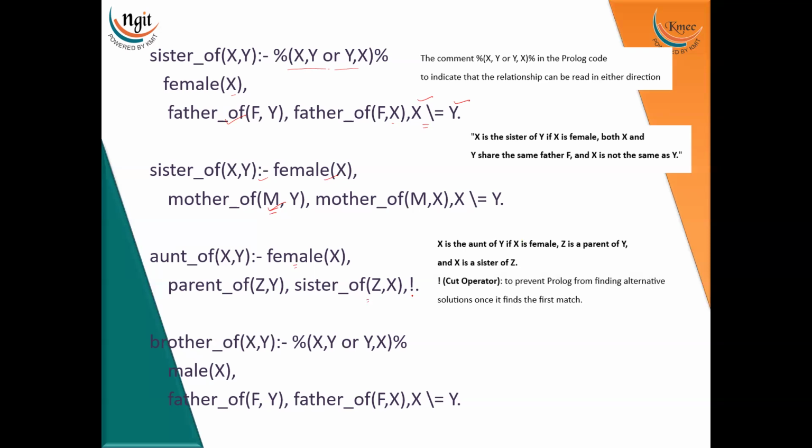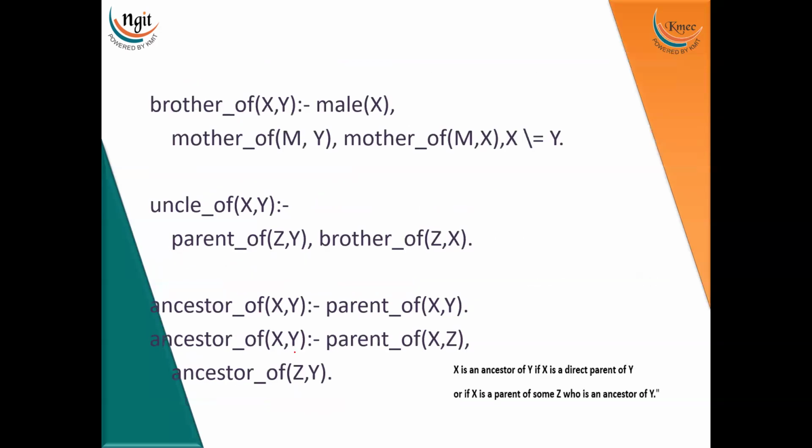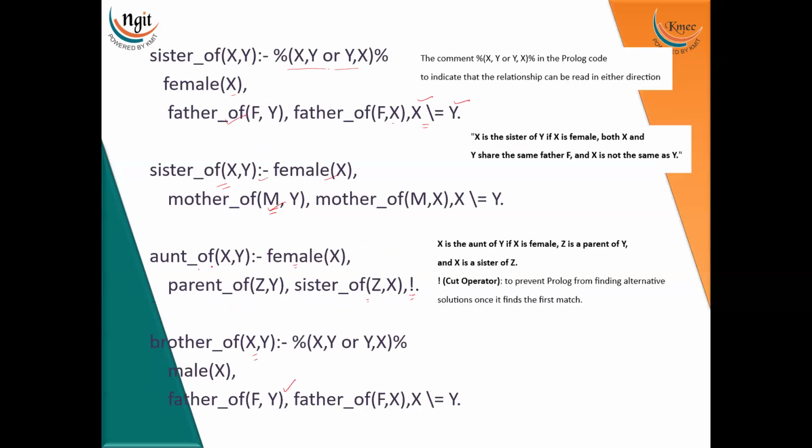Okay, so here we are just giving a cut operator, just to prevent Prolog from finding some alternative solutions. Here itself, it is going to cut. Similarly, how we have read this sister of X and Y, similarly we are calling it brother of X comma Y. The same thing we have read here, the same thing over here also. Then the same brother, here we are talking about mother, earlier father. Then uncle of X comma Y. Here also uncle of X comma Y is similar to aunt of X comma Y.